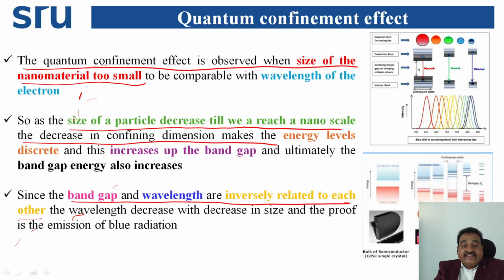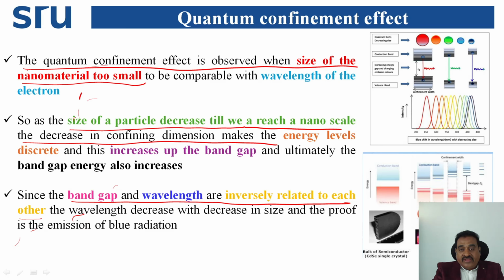The wavelength decreases with a decrease in size, and the proof is the emission of blue radiation. You can observe that in the figure. Try to understand: the quantum confinement effect is observed when the size of the nanoparticles is too small, comparable with the wavelength of the electron. When the particle size changes, the wavelength also changes. The changing wavelength gives a different color.